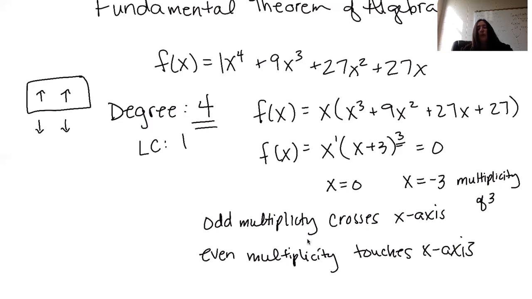Okay, so when you're trying to find your solutions for your function, we need to make sure that we have the same number of solutions as we do our degree. So like I said, 0 counts as 1 solution, but the -3 has a multiplicity of 3, so it would count as 3 of the solutions.